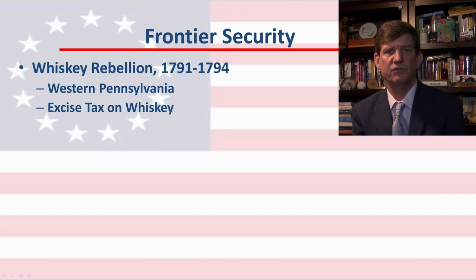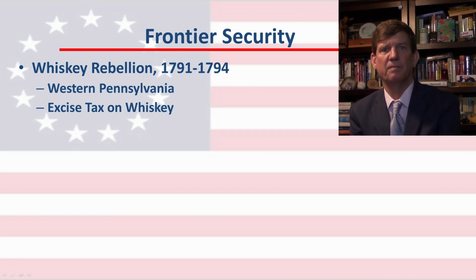The event that triggered this rebellion was an excise tax on whiskey. Corn was a very profitable crop in the early republic. But when we think of cornmeal, cornbread, corn on the cob, cream corn, all of those are fine products. But the most profitable use of corn in the early republic was to turn it into whiskey.